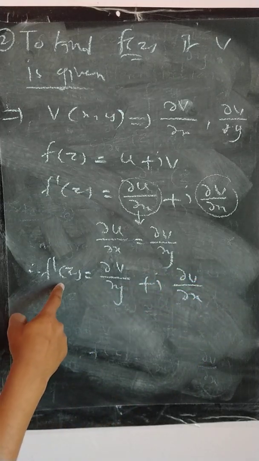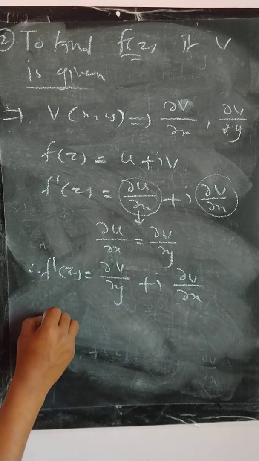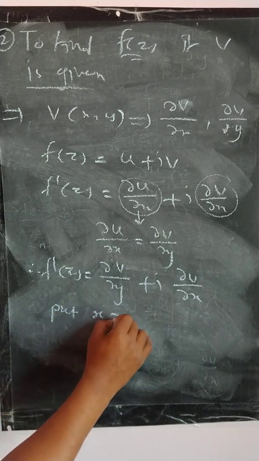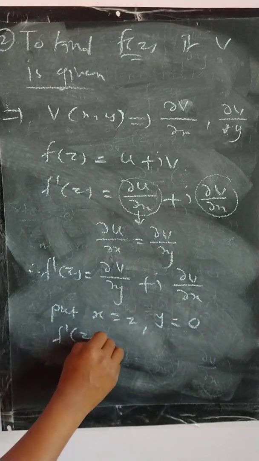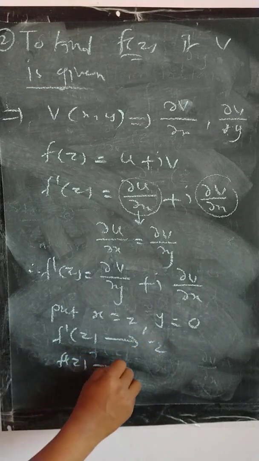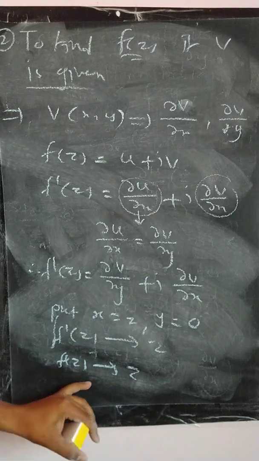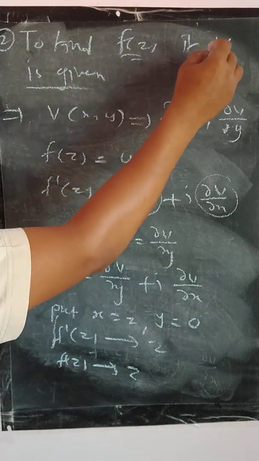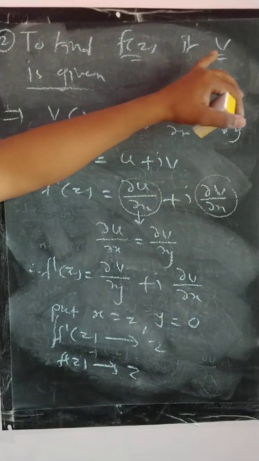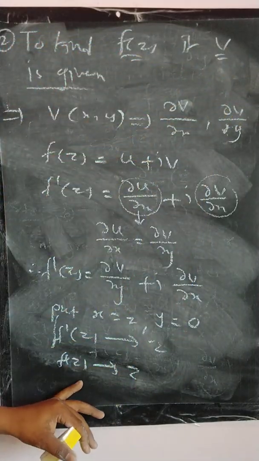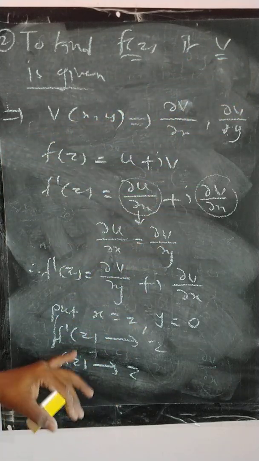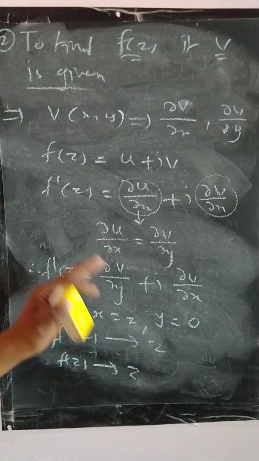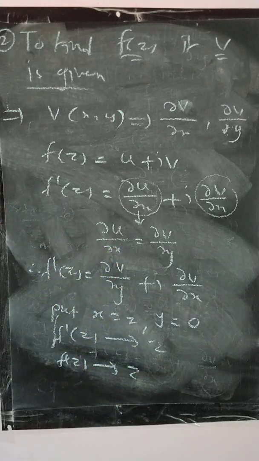Now here f dash of z will be in terms of x and y. So the next step is we put x equal to z and y equal to 0. We get f dash of z in terms of z, and then to get f of z in terms of z, we integrate this f dash of z. And then finally, because we have been given v, we have to find its harmonic conjugate u if asked. Then to find the harmonic conjugate of v, we substitute z equal to x plus iy into the last expression, and then by comparing real and imaginary parts, the real part is nothing but the value of u, which is the harmonic conjugate of v. So these two things are the methods of the Milne-Thomson method.